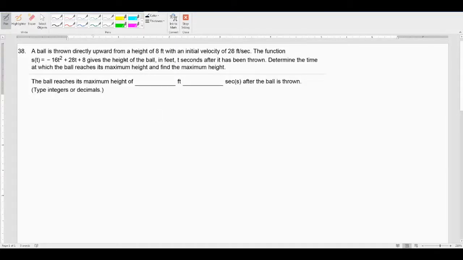A ball is thrown directly upward from a height of 8 feet, and this is the function we're going to use. Determine the time when the ball reaches its maximum height and find the maximum height. So we need a time and a maximum height. Keep in mind that t is time and s is height.